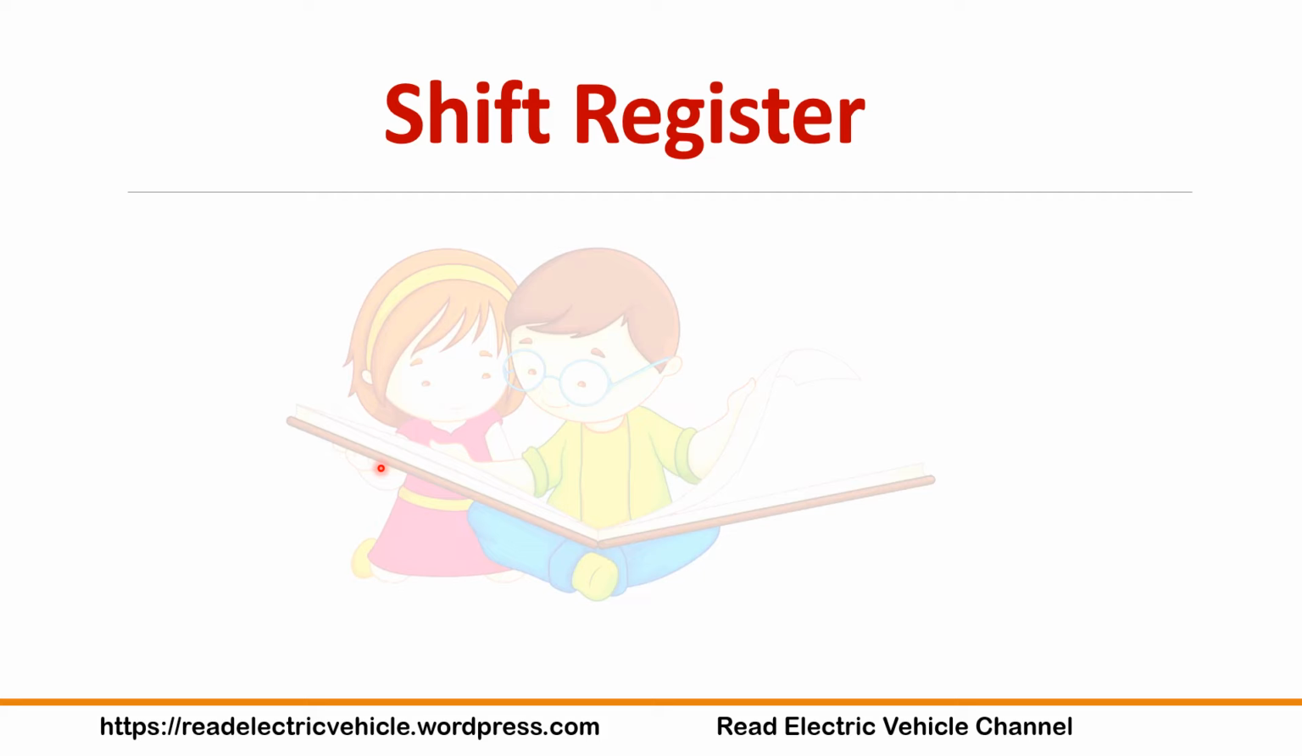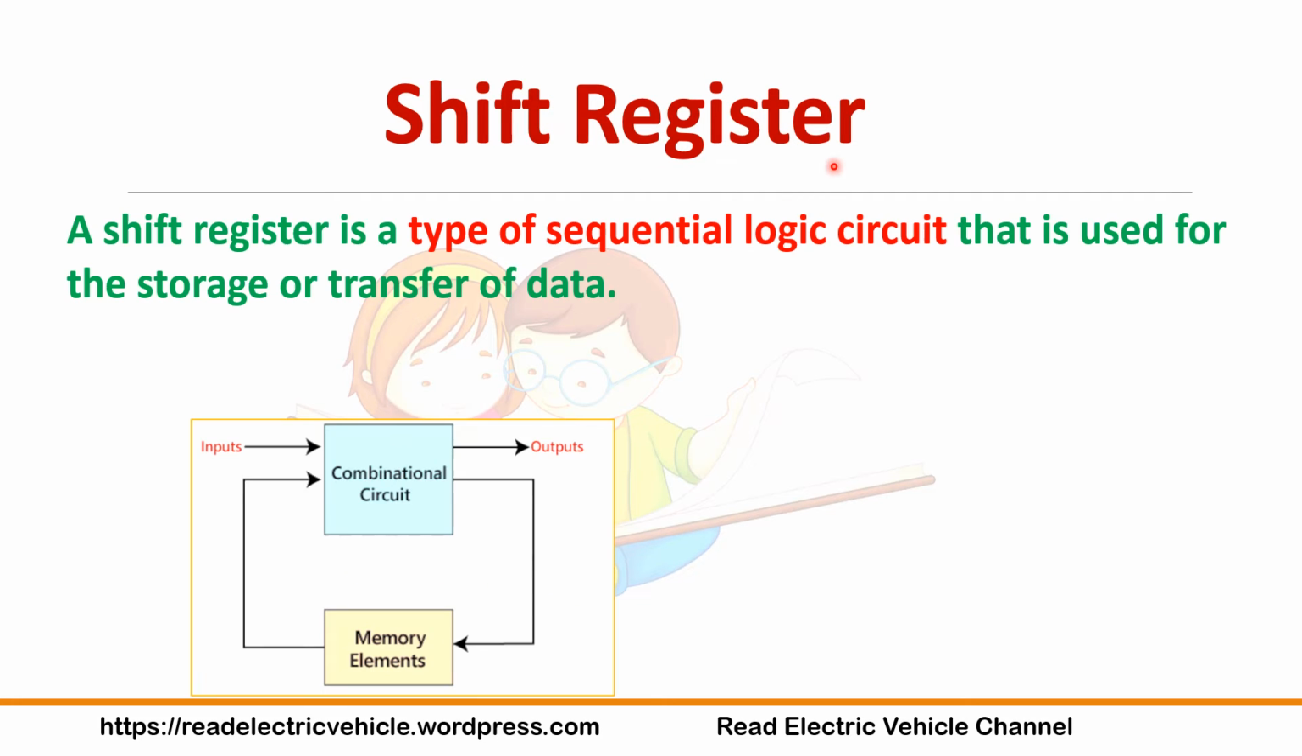The shift register. Register means a group of flip-flops. Shift register means a register where the data can be shifted from one place to another. Or we can say it can also be used to store the data, and after that it can transfer the data. So a shift register is basically a type of sequential logic circuit which is used for storage or transfer of data.